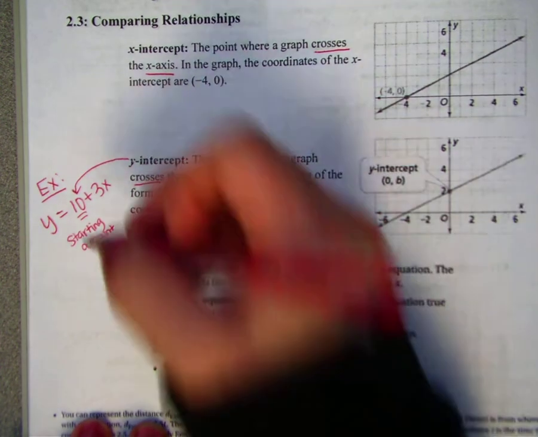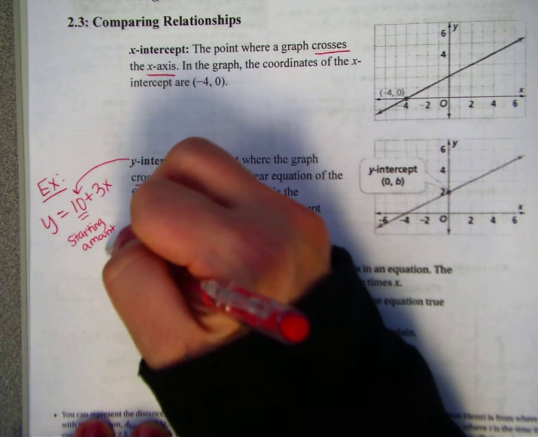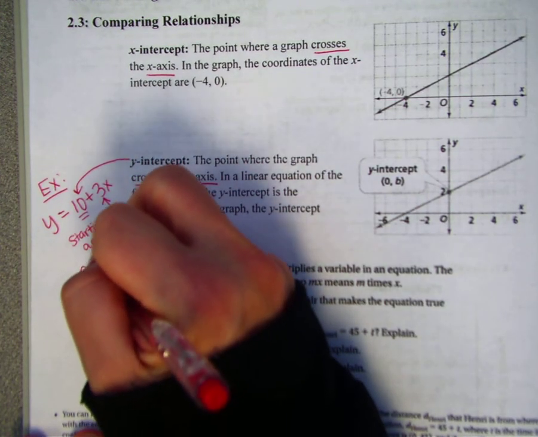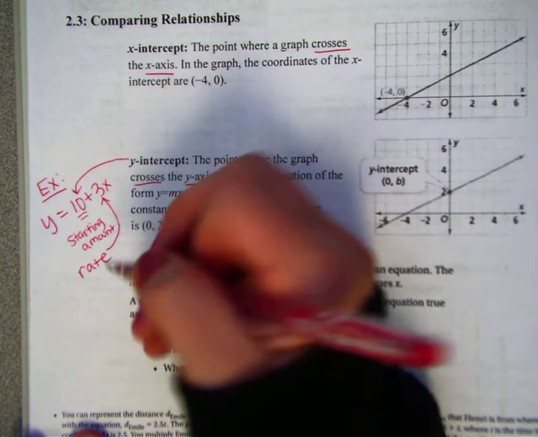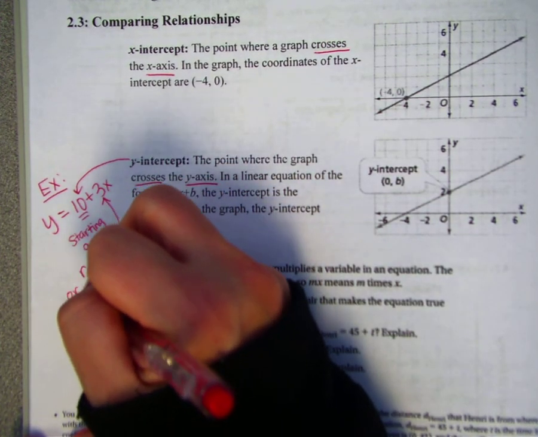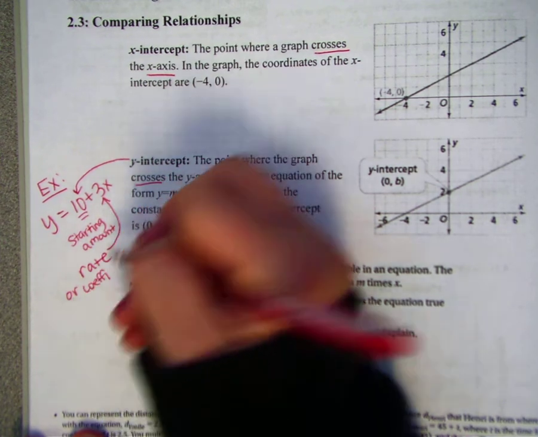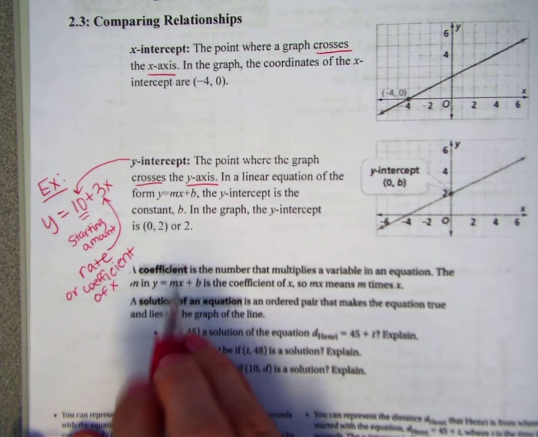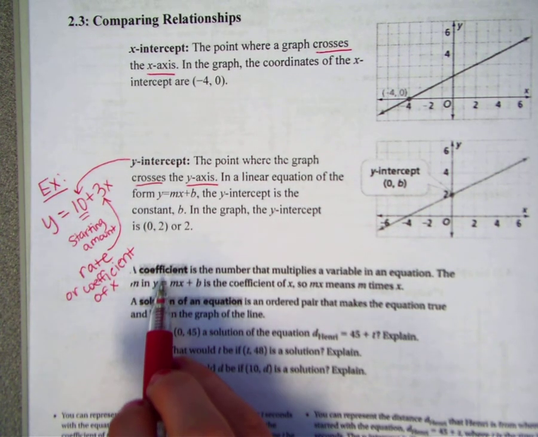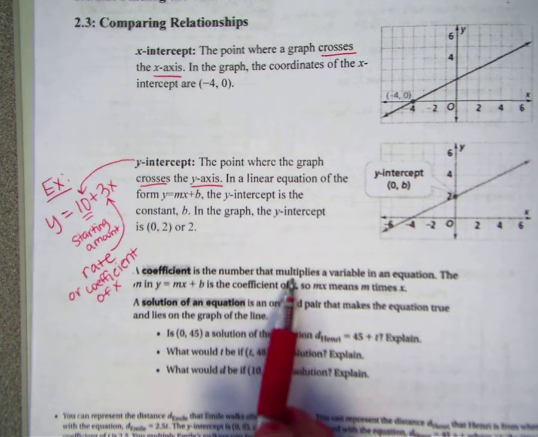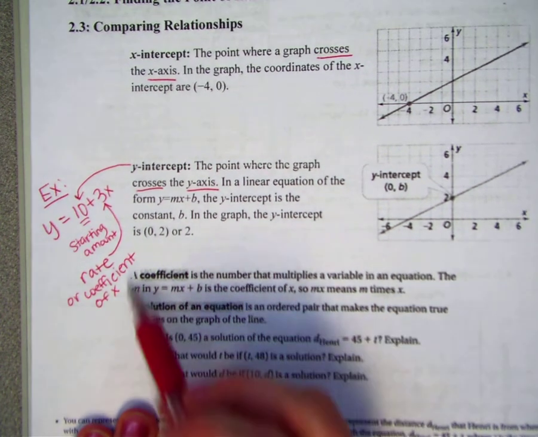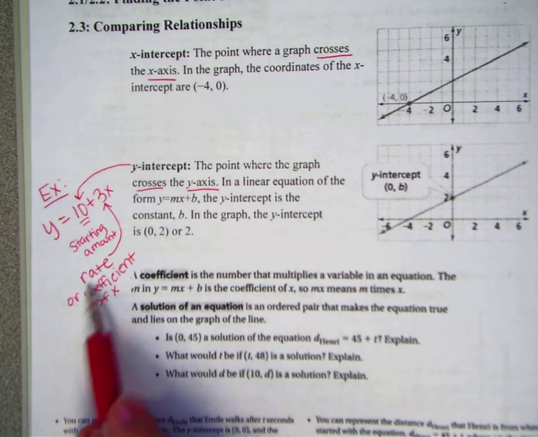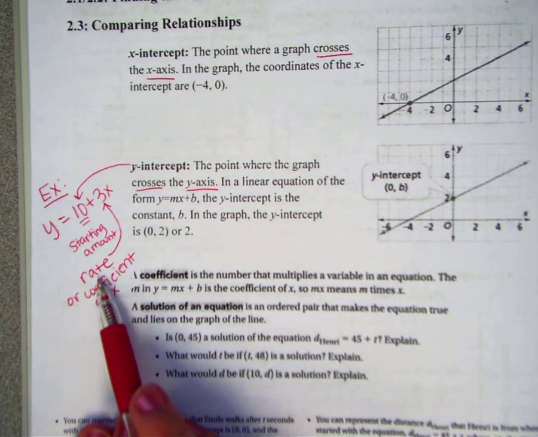Okay, the other number, the one that's with the x, this is called our rate, and it's also referenced as the coefficient of the x, and you'll see that word coefficient shows up right here in your definition. So the coefficient is the number multiplied by the variable in the equation. So in this case, it's the 3. So that's the coefficient of the x, which is our rate in many of our equations.